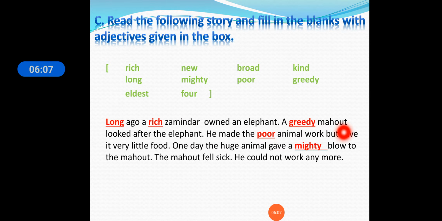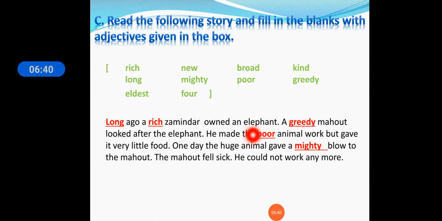A greedy mahout looked after the elephant. So, greedy means lalchi we can say. Okay. Greedy mahout. Mahout is a person who looks after the elephants. He trained the elephant and he is in charge of the elephant. Okay. So, his name is mahout. So, how was he? He was greedy. He made the poor animal work, but gave it very little food.